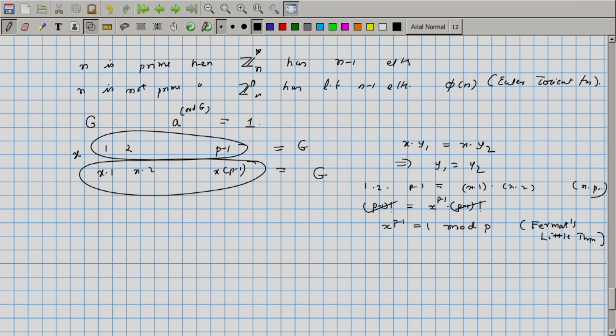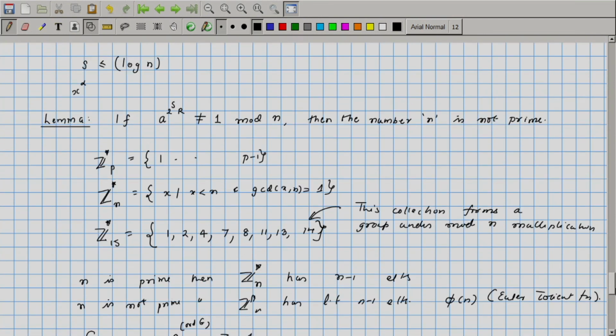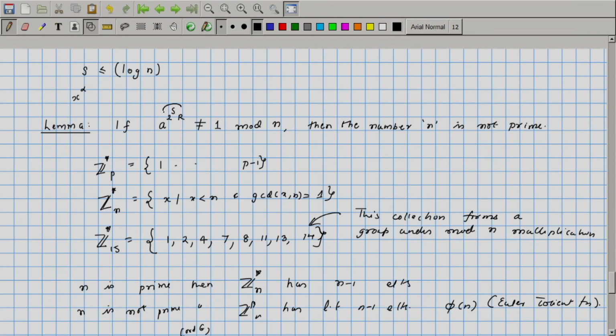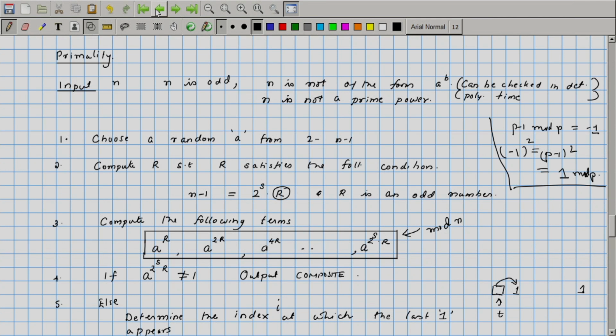Okay. So, what we know is when the number is prime, it has to be the case that x raised to p minus 1 should be equal to 1. So, if it is not 1, then we can readily declare it as composite. And 2 raised to s times r is nothing but n minus 1. So, if this is not equal to 1, then the number is not prime, and therefore, we are correctly declaring it as composite. Now, let us look at the second instance where we are declaring it as composite.